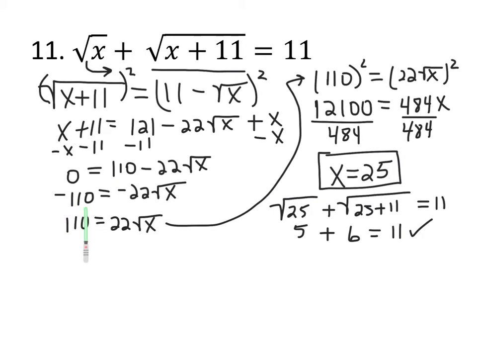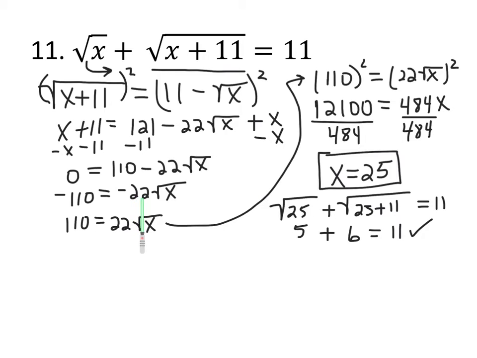I have negative 110 equals negative 22 root x. Now I can square this term right here. I don't have to divide by 22. I could if I wanted to. I don't have to. So whether you divide right here or not is totally up to you.